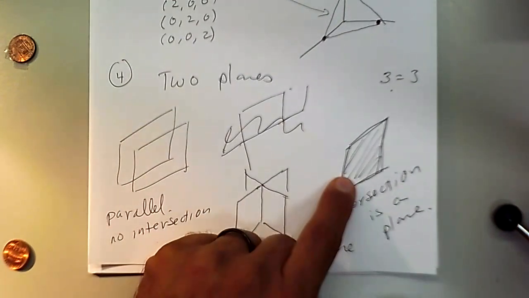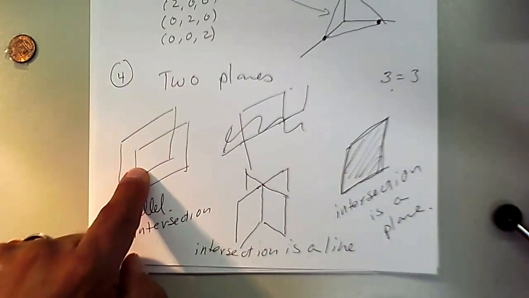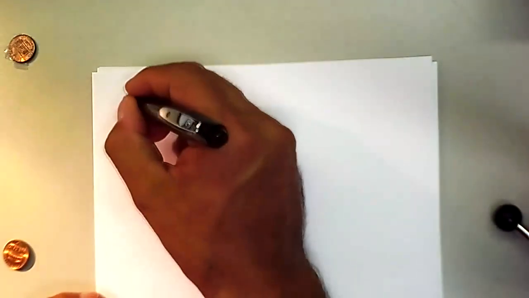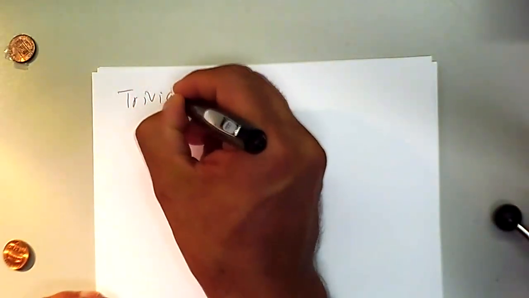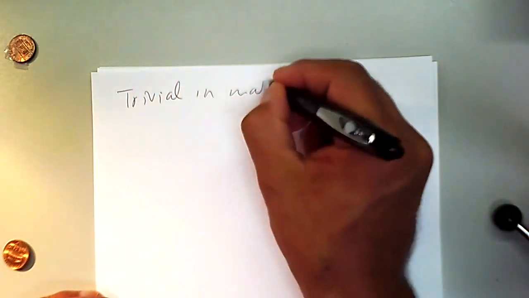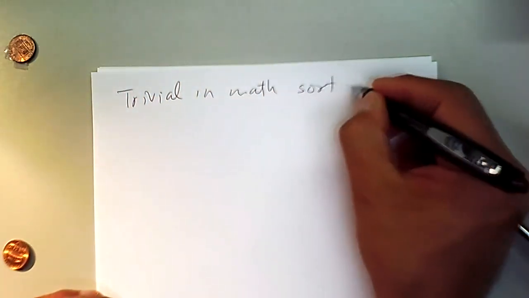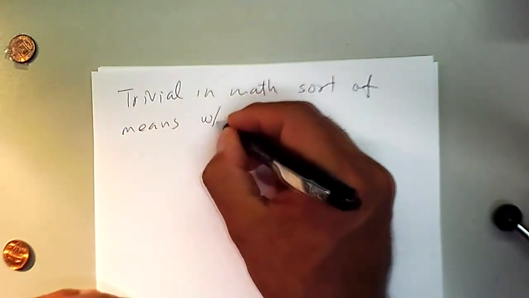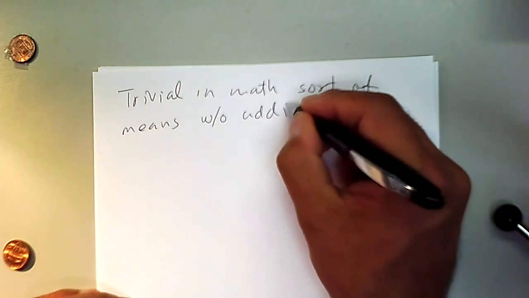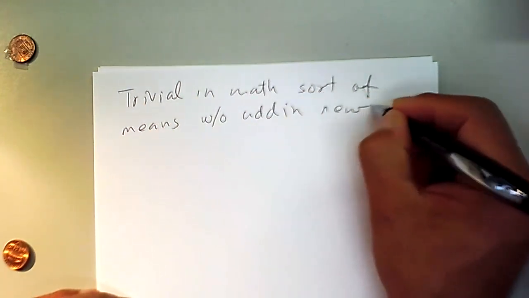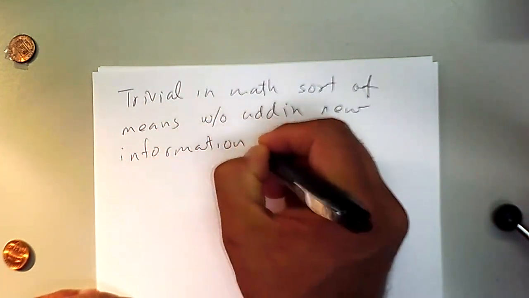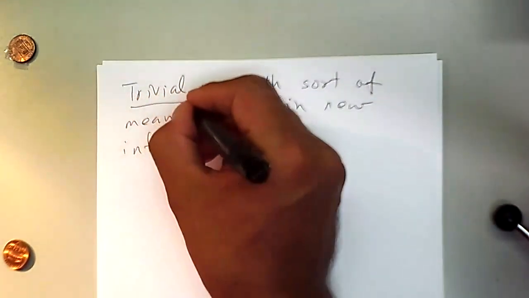That is a little bit trivial, and this is also trivial in the sense that let's review what trivial means before we keep talking about it. So trivial in math sort of means without adding new information. So let me give you an example of what we mean by trivial.